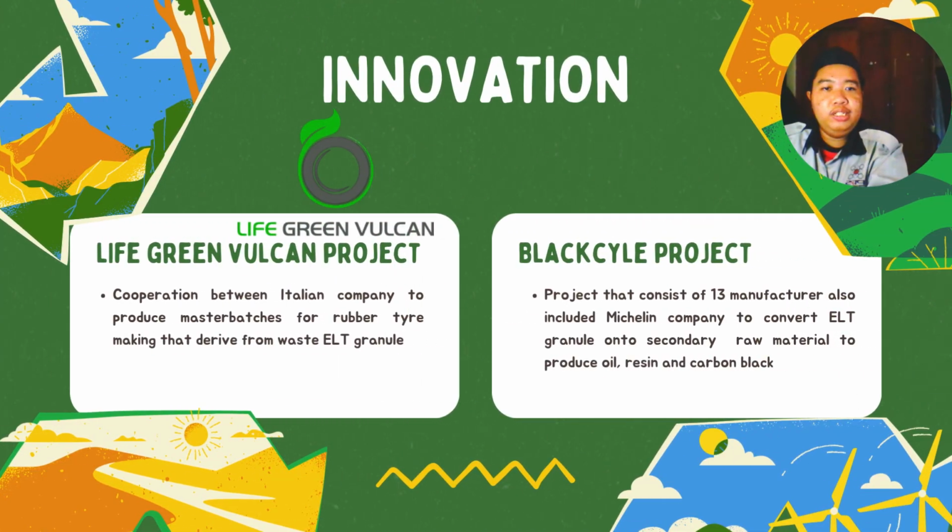Lastly, the innovation in the production of rubber waste. Firstly, it's the Live Screen Vulcan project. This project was a cooperation with an Italian company to produce master batches for rubber tire making derived from waste ELT granules. Next is Black Cycle, a project that consists of 30 manufacturers, also including the Michelin company, as we know the tire company, to convert ELT granules into secondary raw material to produce oil, resin, and carbon black.